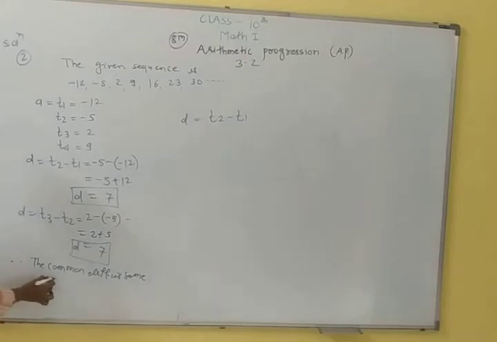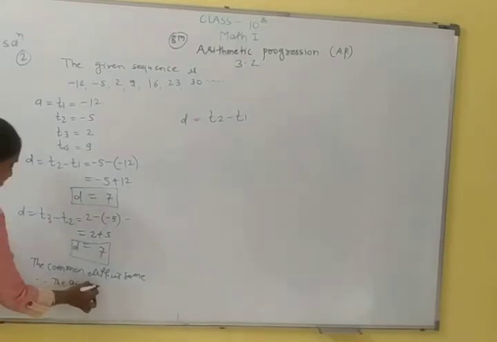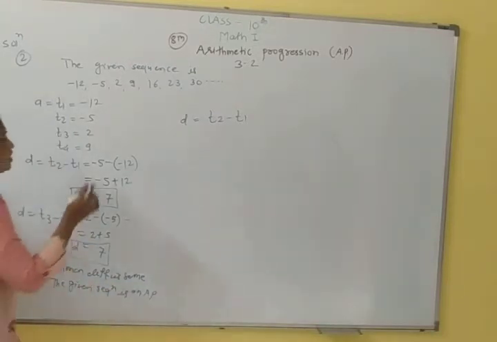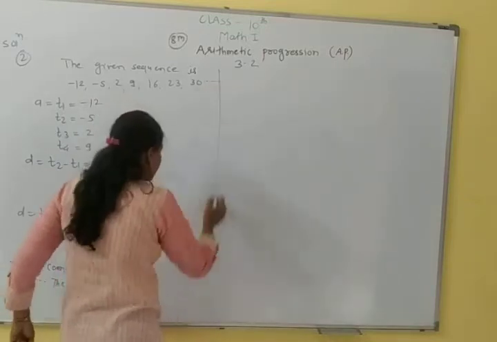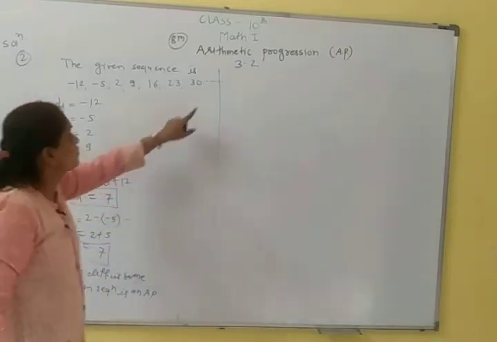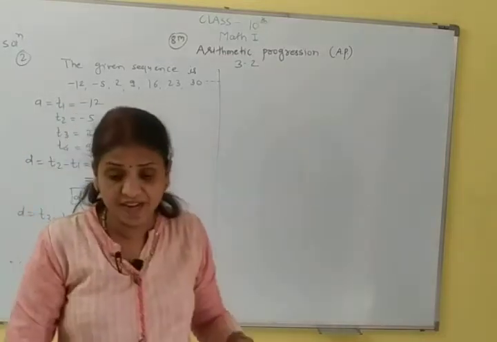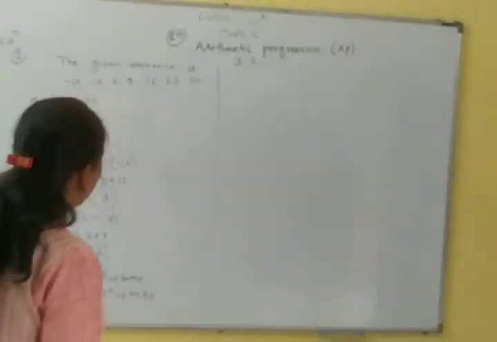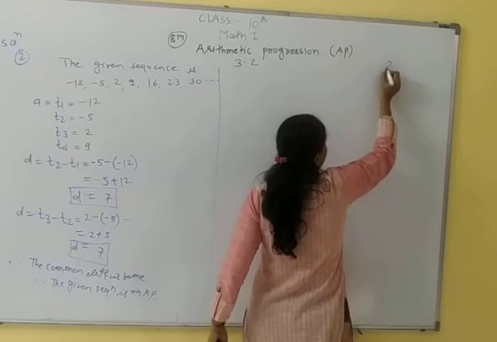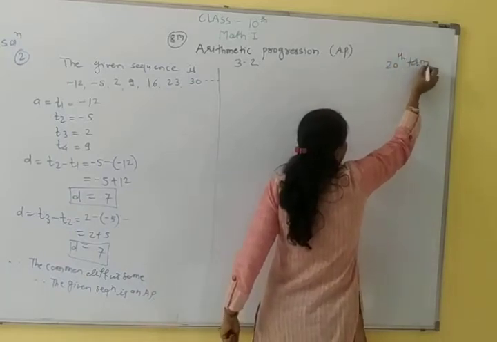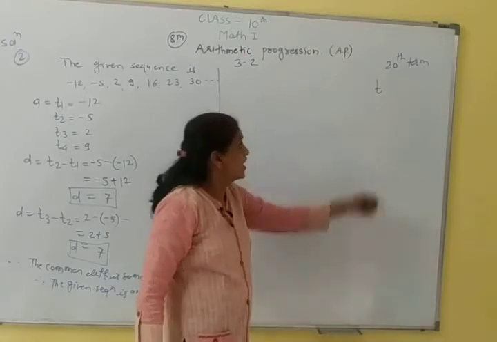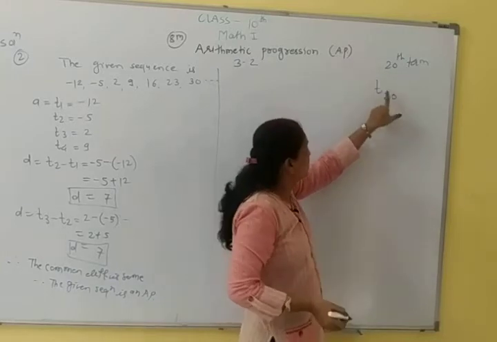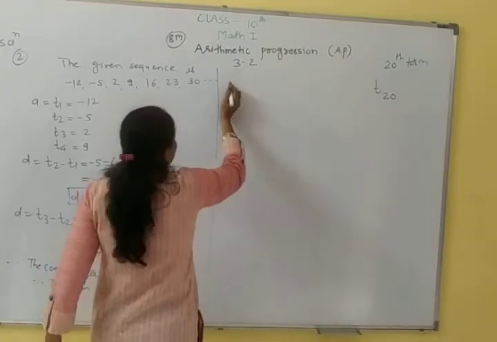Therefore the given sequence is an AP. If this is an AP, this is the half problem. Our next problem is, if this is an AP, then find the 20th term. Question is to find the 20th term. Term is denoted by T, and the 20th term is denoted by T20. So find T20.